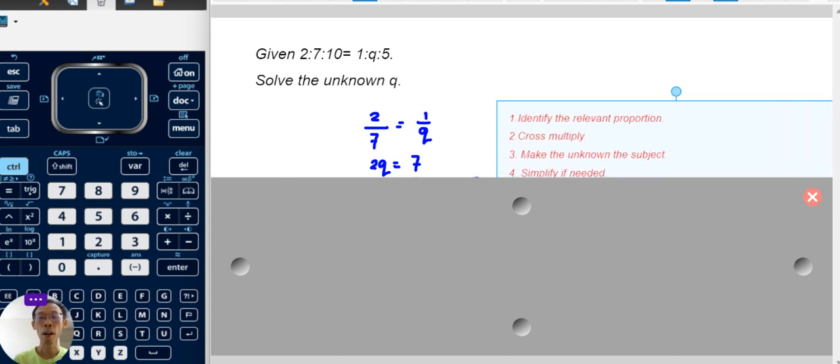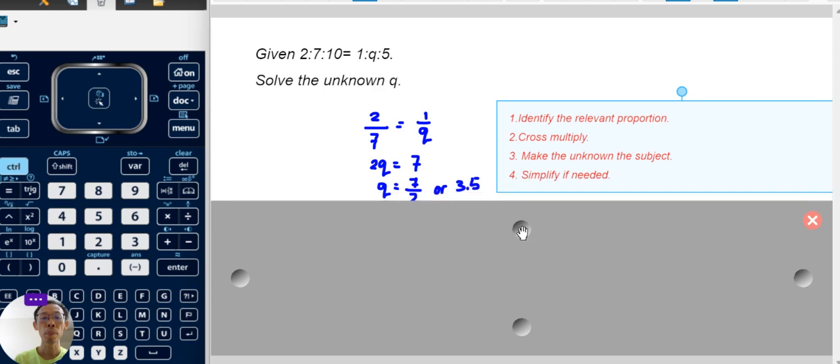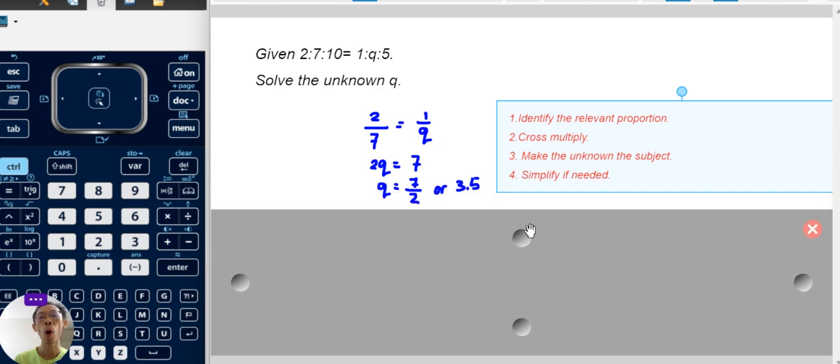Right. And then next thing is that I can now make the unknown the subject. So that means I need to divide both sides by 2. So q equal to 7 over 2 or 3.5. Simplify if needed. This is already the simplified form, so I don't need to do anything.